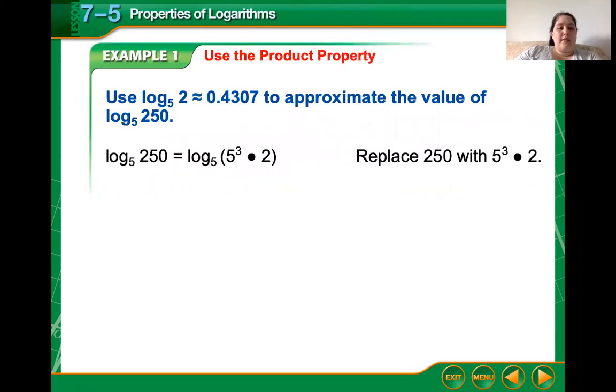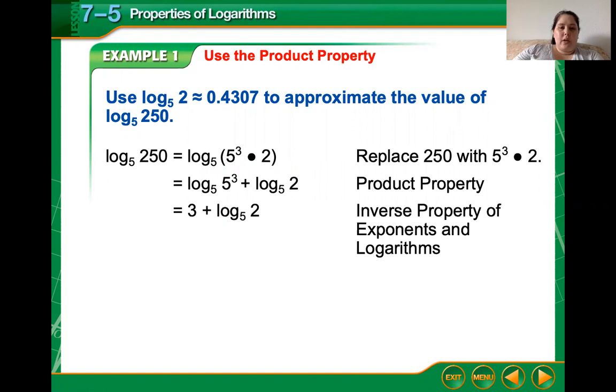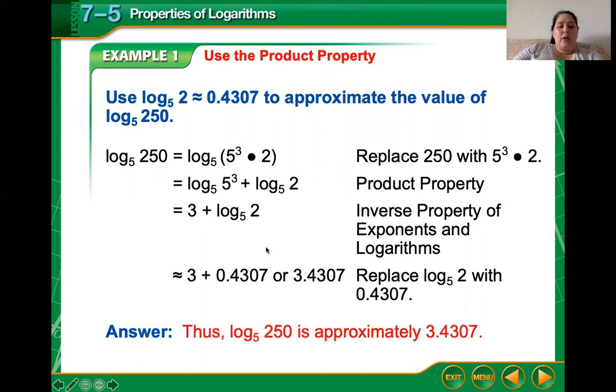So for example, we have log base 5 of 2 is about 0.4307. We can use this to approximate log base 5 of 250. We can rewrite log base 5 of 250 as log base 5 of 5 cubed times 2. Using the product property, we can rewrite that as log base 5 of 5 cubed plus log base 5 of 2. Log base 5 of 5 cubed is the same thing as 3, and if we add that to log base 5 of 2, we'll get 3.4307.